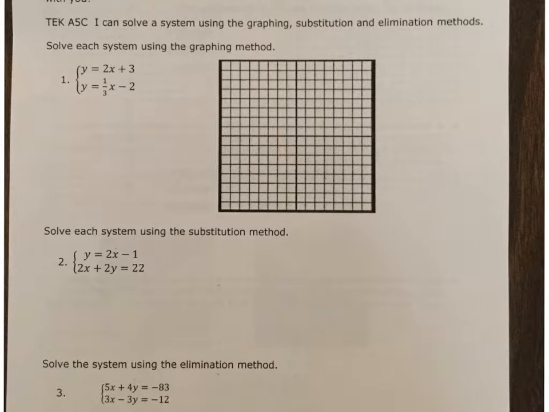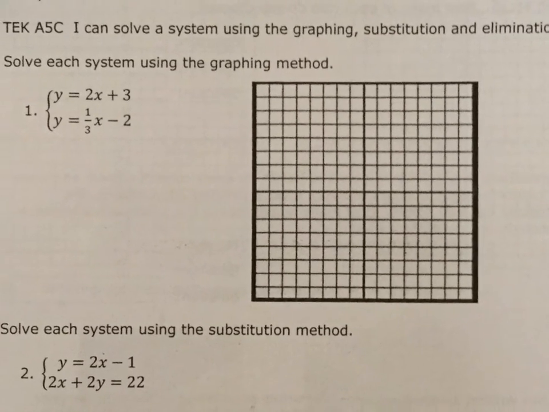This is your reteach or test corrections for chapter 4 test. So the first section is making sure you know how to solve systems of equations. You have to do the first one by graphing, the second one by substitution, and the third one by elimination. For the graphing one, I'm going to graph by hand here on the grid, but you could have used your graphing calculator as well.